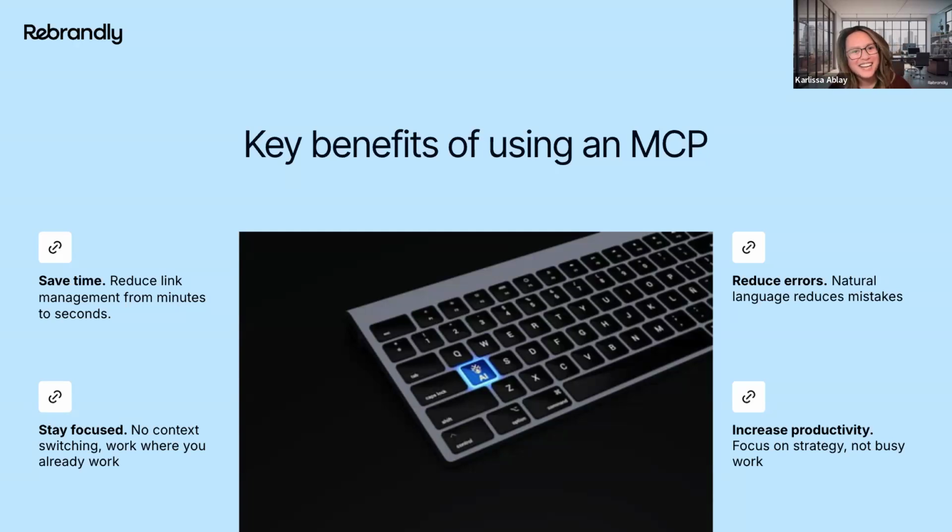Next, you can reduce errors. Here's the one people don't always think about. When you're manually creating links, especially multiple links at the same time, it's easy to make mistakes. You could have the wrong destination URL. You could have typos in your custom slug. Maybe you forget to add a tag. But with natural language processing, Claude, ChatGPT, again, your favorite AI tool of choice, understands your intent and helps ensure consistency and accuracy.